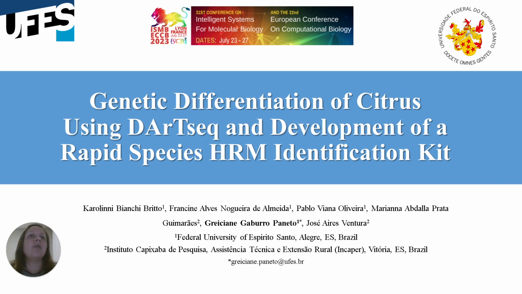And the title of the project is Genetic Differentiation of Citrus using DArT sequencing and the development of a rapid species high-resolution melting identification kit.